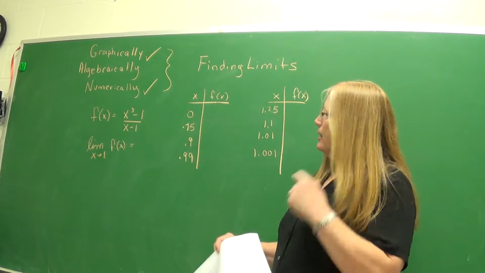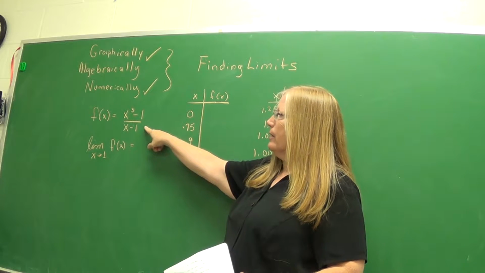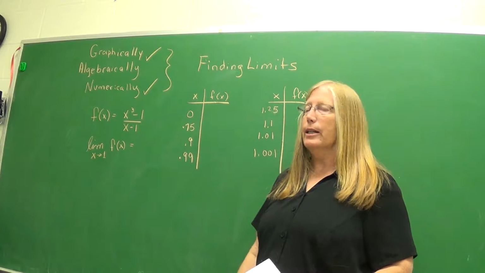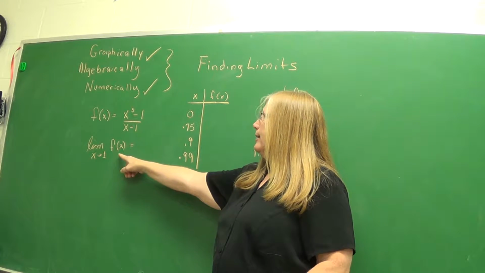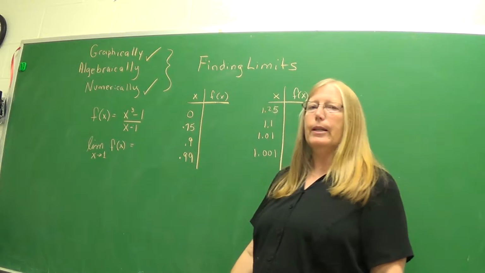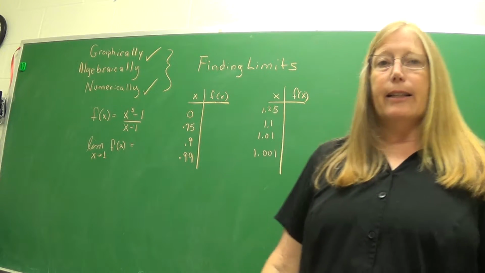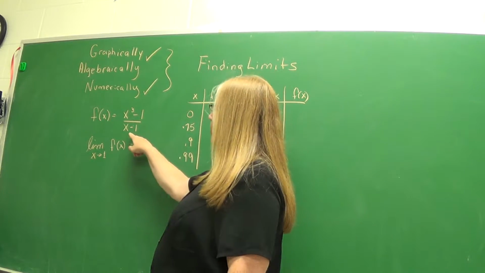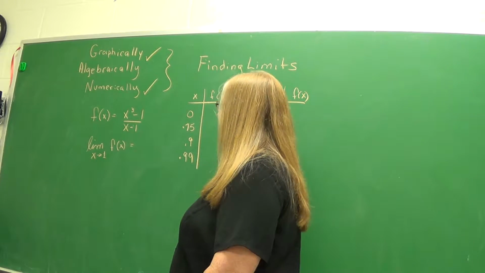So let's look at this function, write it down: x cubed minus 1 over x minus 1, and I'm wondering about the limit of that function as x approaches 1. Looking at the denominator there, I see something strange happens when x equals 1. So what is the limit?